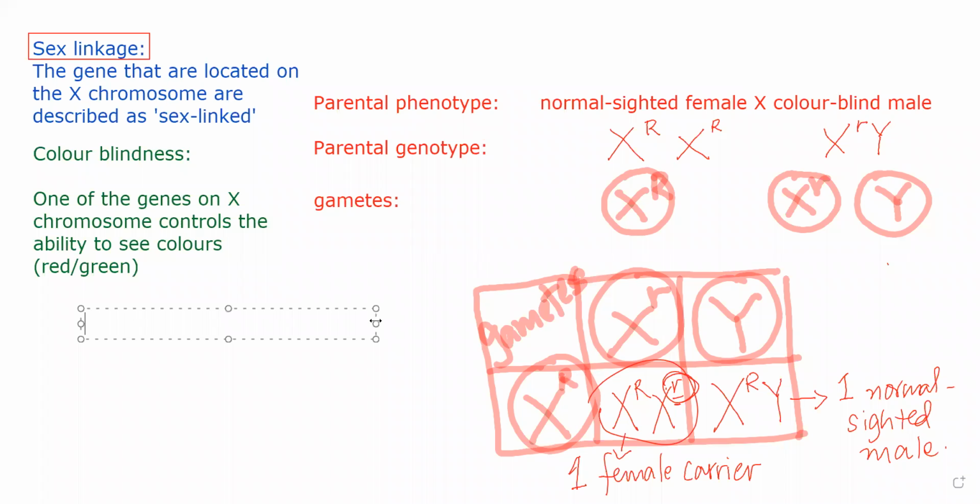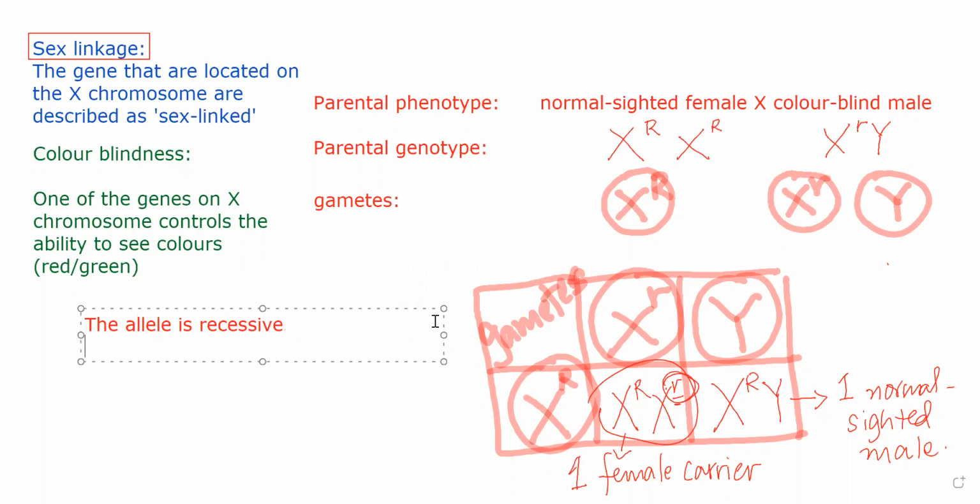Let me write here so it will be clearer what we are talking about. The allele is recessive. So when we say the allele is recessive, it means if there is a heterozygous allele, heterozygous means what? Heterozygous is capital R and small r.